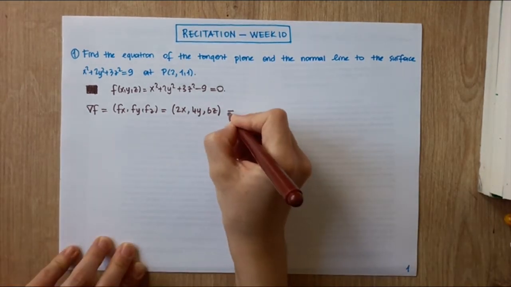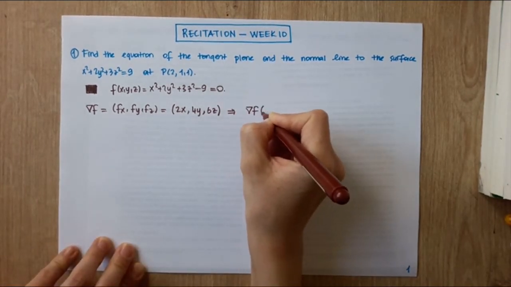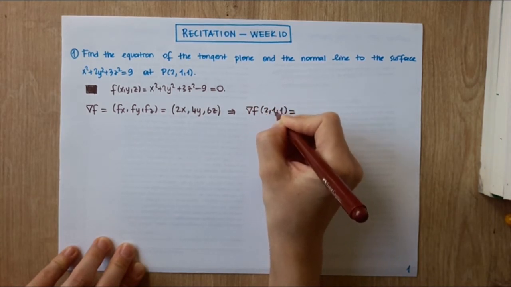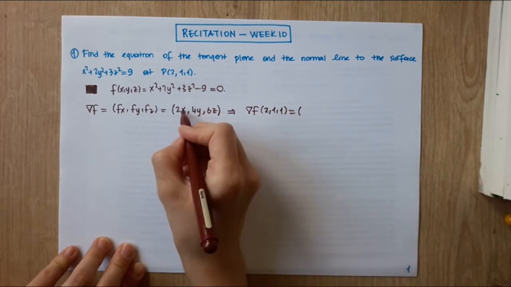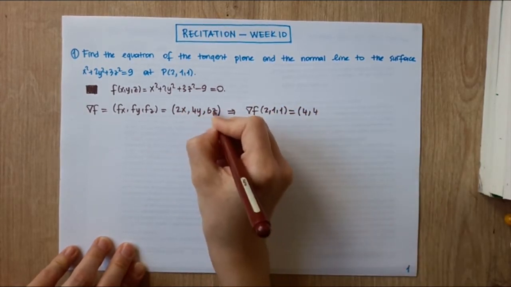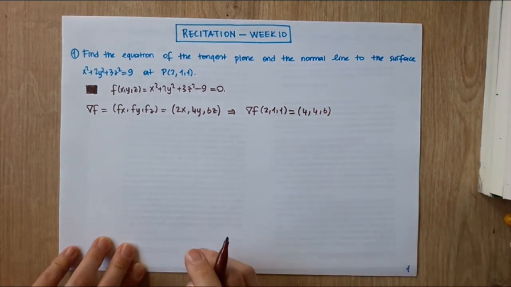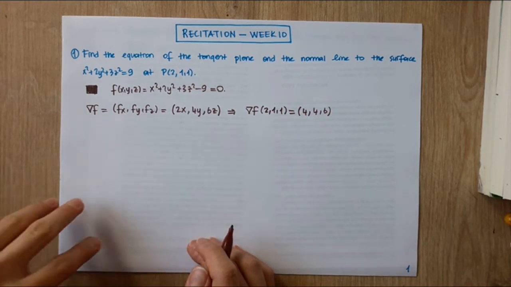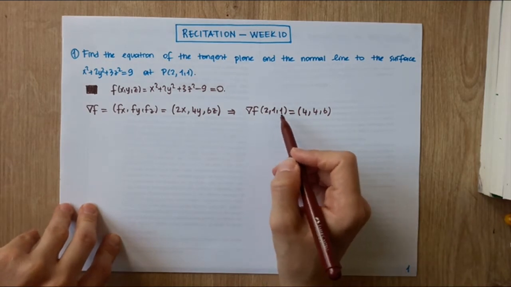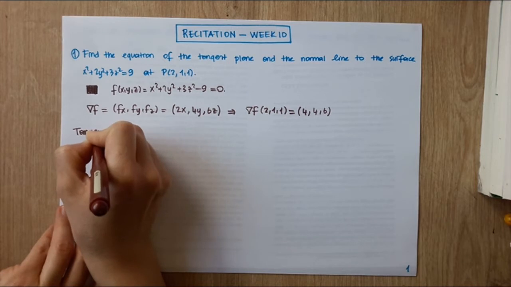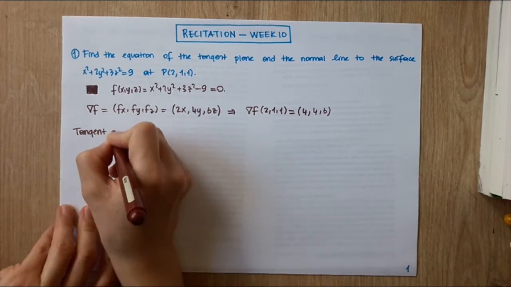But this is not enough because we need to calculate our gradient of f at the given point. So here x is 2, y is 1, and z is 1. So 2 times 2 is 4, and 4 times 1 is 4, and 6 times 1 is 6. So this is the gradient vector of the function which defines the given surface, evaluated at the given point.